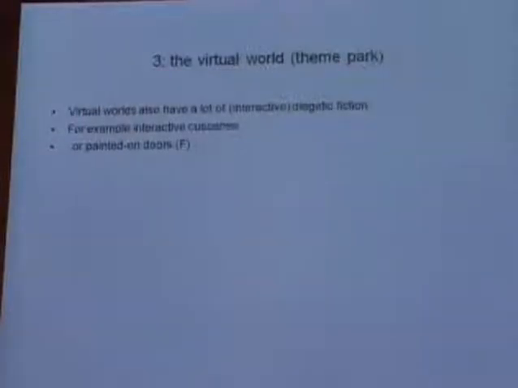So these kinds of worlds have a lot of diegetic fiction in them, but they're primarily something else. They have interactive cutscenes, for example. They have painted on doors that you have not mentioned. So my suggestion would be that painting on doors, which might also correspond loosely to the F factor, is diegetic fiction within a format that in many cases is primarily a completely other kind of fiction.